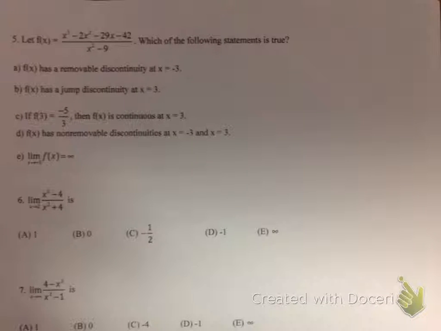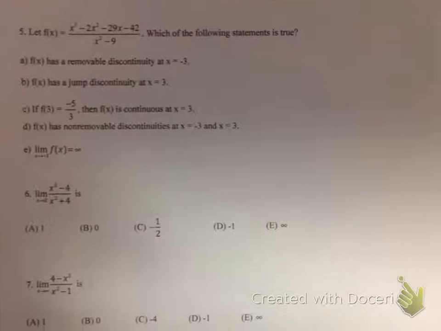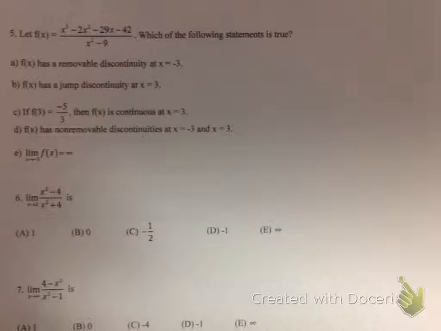Okay, now we're going to move on to number 5. And 5 is asking all about different discontinuities. So we're going to look at one thing at a time. If you look at the denominator, you have x squared minus 9. If you set that equal to 0, and then factor, then we know that there are definitely discontinuities at x equals negative 3 and x equals 3.